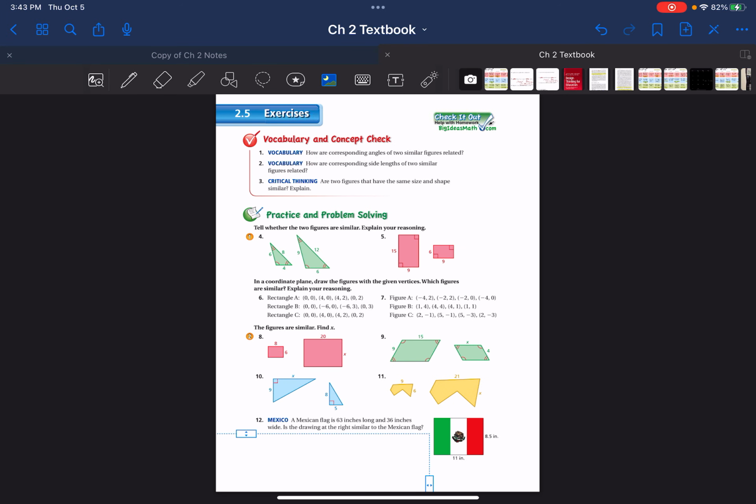Go ahead and erase your whiteboard. Let's try this last one, and then I'll let you guys work on your practice page. I'll go over the practice page a little bit with you.